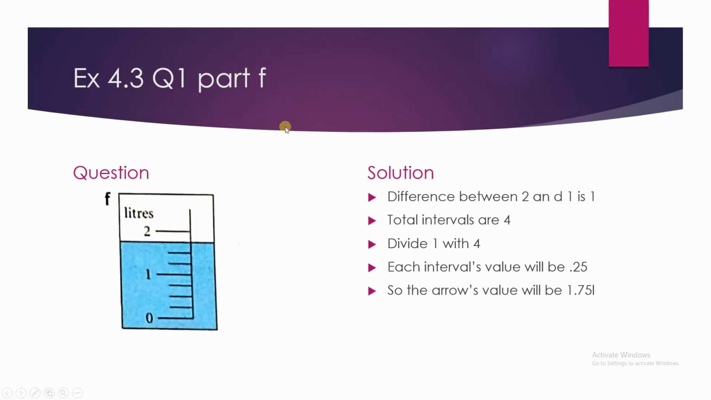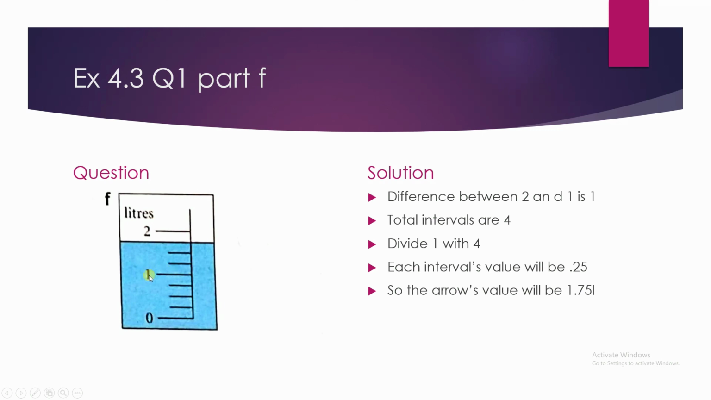Now the last part of this question is part F, and that is given in liters. Again you have to see in which value your liquid or water is. For part F, you will see your liquid or your water is in between 1 and 2. So for this you have to find the difference between 1 and 2, that will be 1. You have to find the total intervals. Total intervals are 4: 1, 2, 3 and 4. Now you have to divide the difference value 1 by 4. So each interval's value will be 0.25.